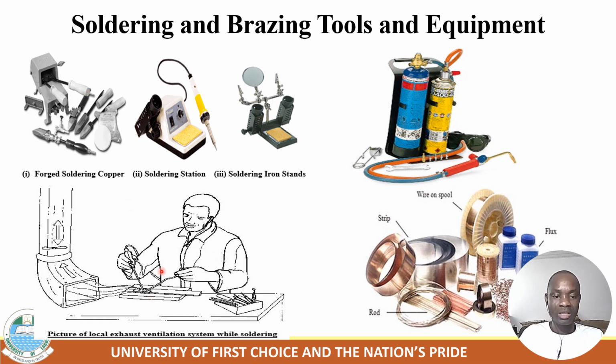And this one here is a picture of a source ventilator that will remove all the hazardous gas from the soldering station. And these are brazing equipment. This is a brazing torch. This is a brazing gas. And these are brazing materials: flux, slip, rod, and others. So these are the brazing tools and equipment, whereas those are the soldering tools and equipment.